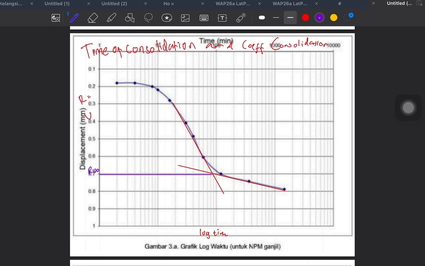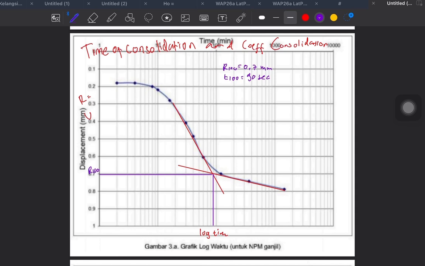And if you draw the straight lines into the x-axis, you can get the time for the R100. The value of R100 is equal to 0.7, and the T100, you can take the value equal to 90 seconds, and this is in millimeters.